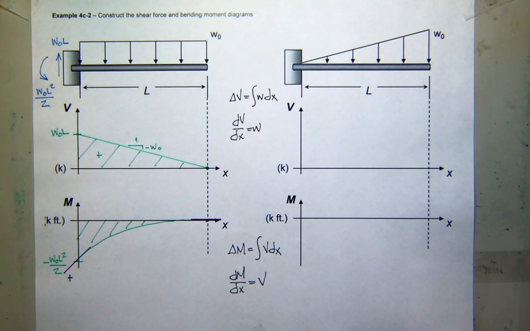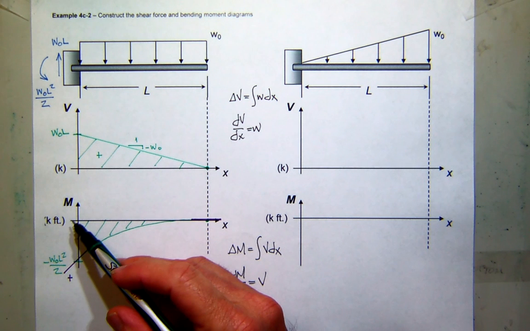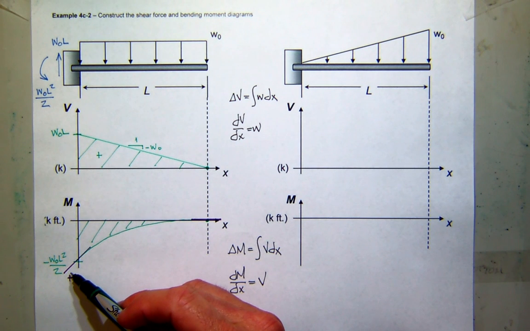Again, you're designing this beam. Where's the maximum moment? At the reaction. And what's the value? W naught L squared over 2. Do you need to know anything else?